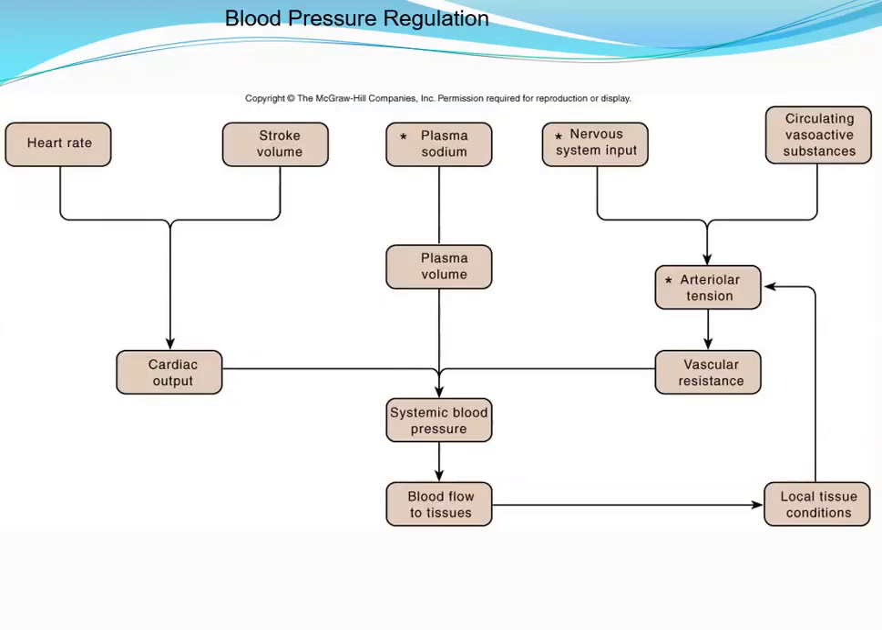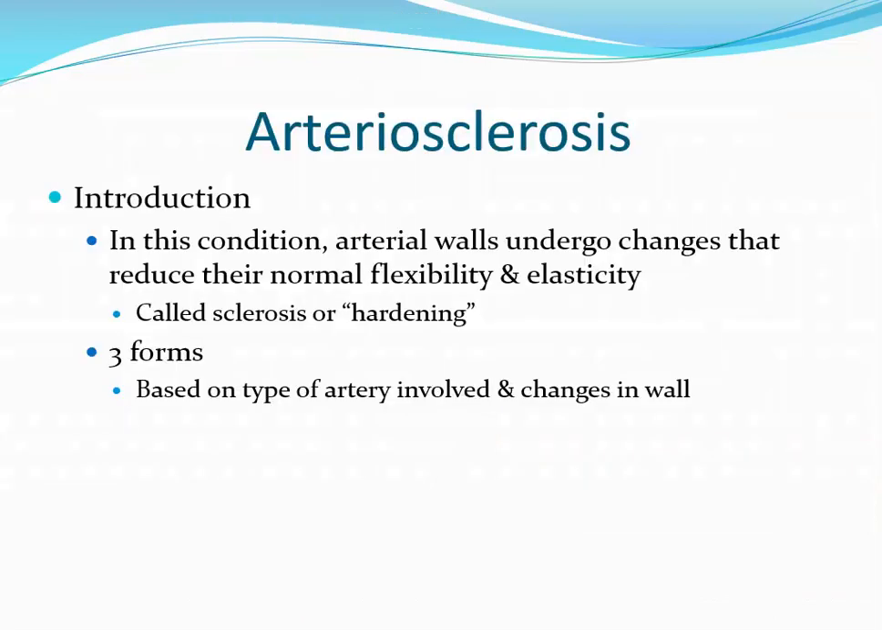This again is the same flow chart, but adding how peripheral resistance is controlled. The main disorder we're going to look at in this unit is arterial sclerosis. In these conditions, the arterial walls undergo changes that reduce their normal flexibility and elasticity. This process is referred to as sclerosis or hardening. There are 3 forms. Each is based on the type of artery involved and the differences of changes within the wall. In other words, which layer of the wall of the vessel is affected.